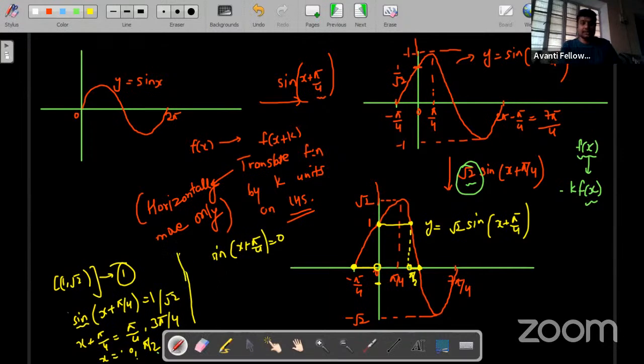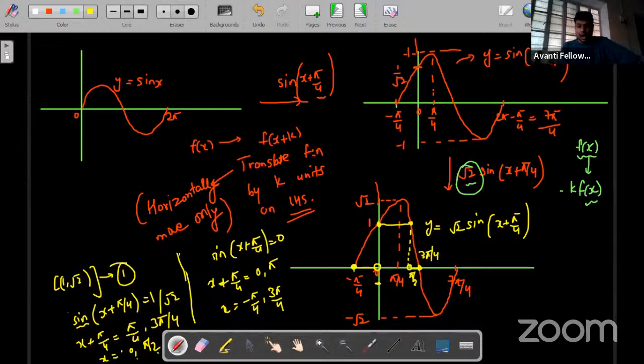Okay, that means sine theta is 0. When sine theta is 0, theta is equal to n pi. So x plus pi by 4 is equal to either 0 or pi. So for x we are getting minus pi by 4 or 3 pi by 4. Minus pi by 4 you can see we have already got, where we are getting 0 value. So that point will be 3 pi by 4. So in this interval pi by 2 to 3 pi by 4, the GIF of this function will be 0.